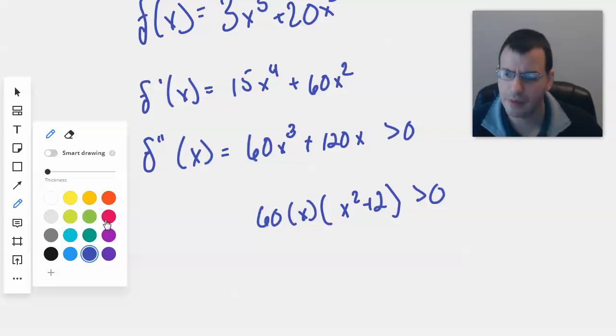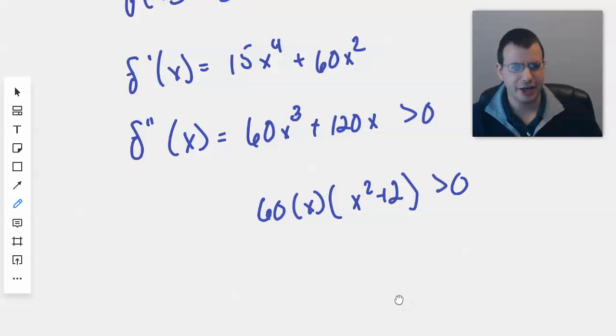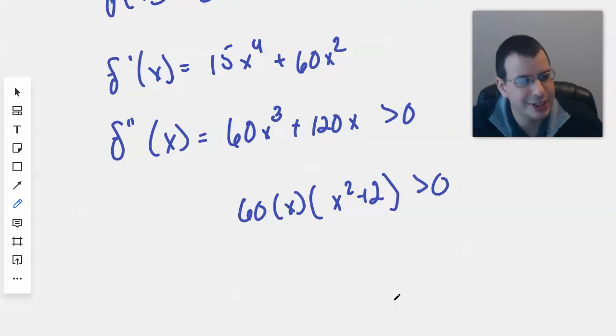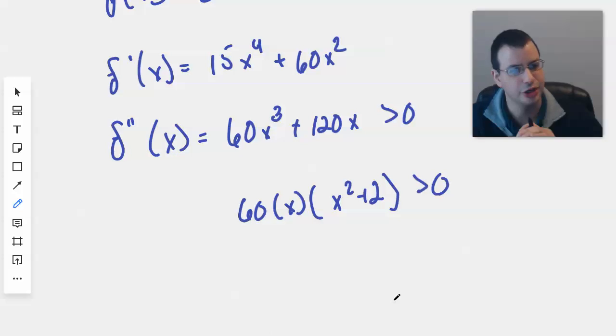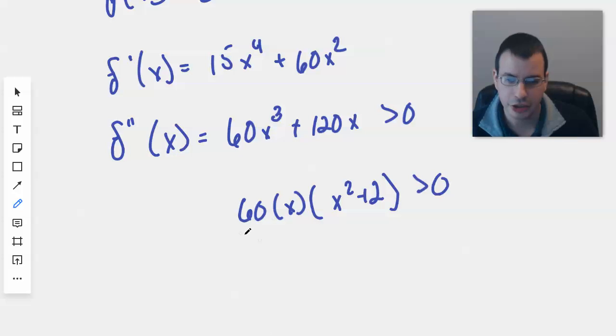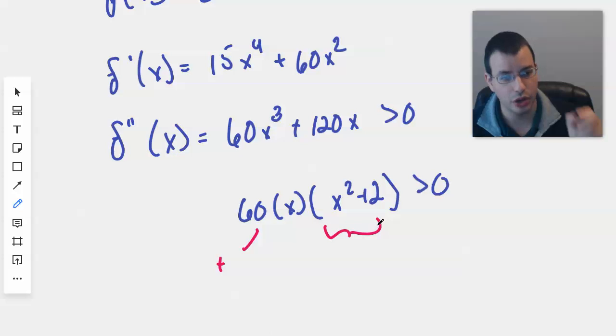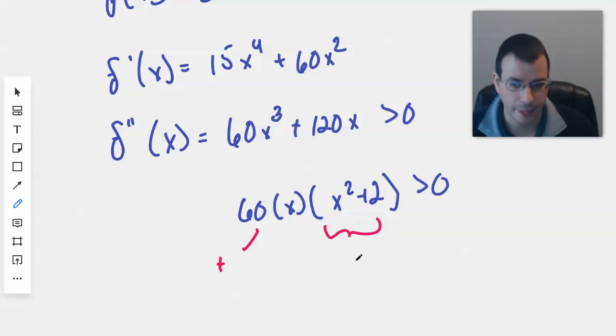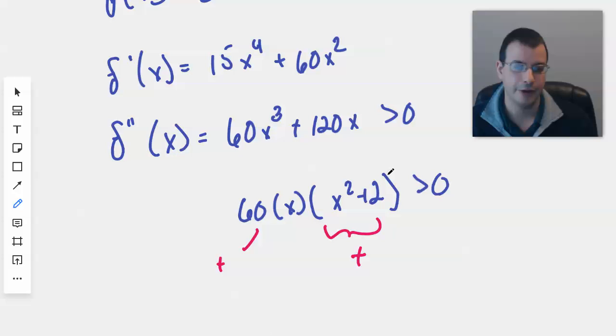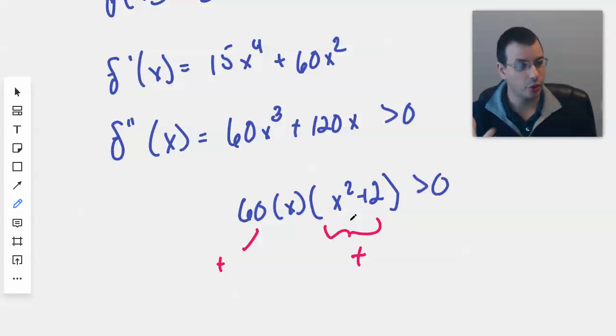So this kind of gets down to algebra, and it's pretty easy to mess this up. It's easier just to look at this logically and think your way through it in a sort of makes sense way. So 60, always greater than 0. X squared plus 2, always greater than 0 as well. So this will always be positive, because if you take a number and square it, it'll be positive.